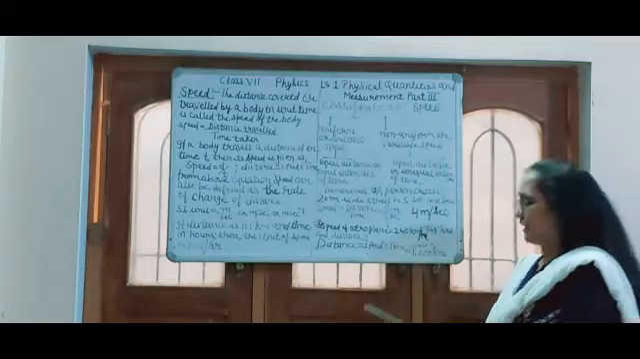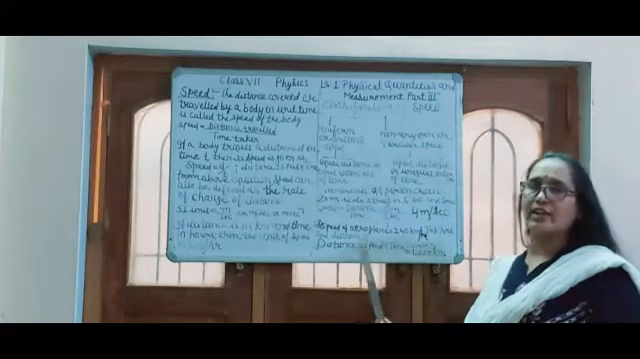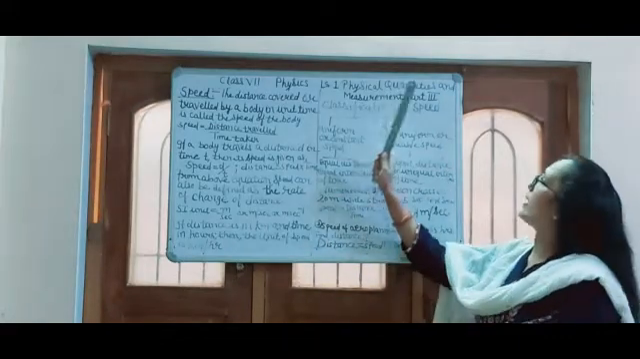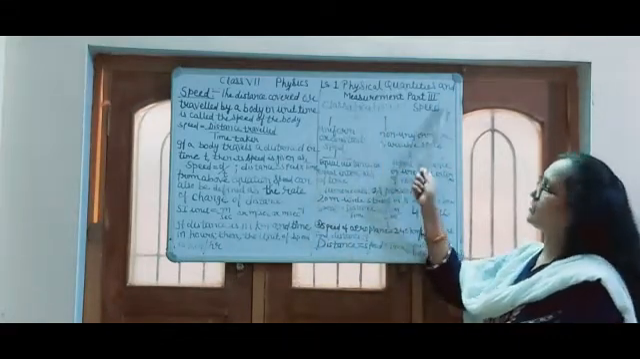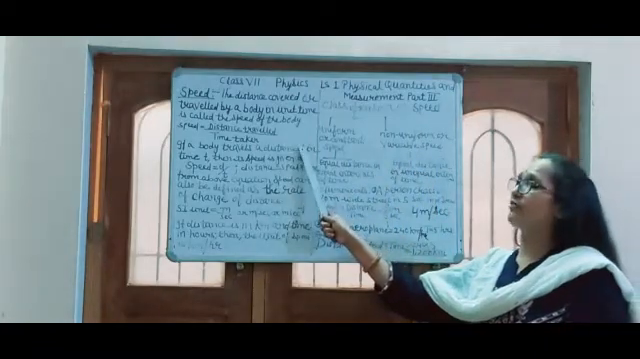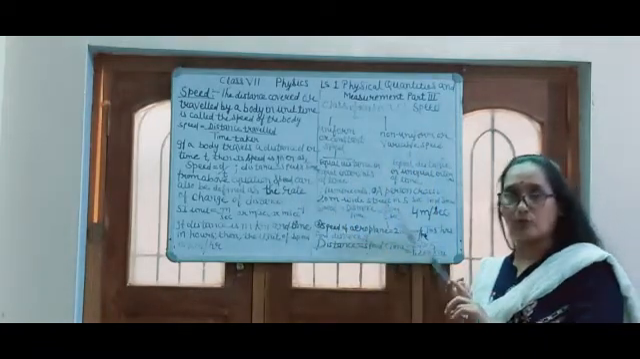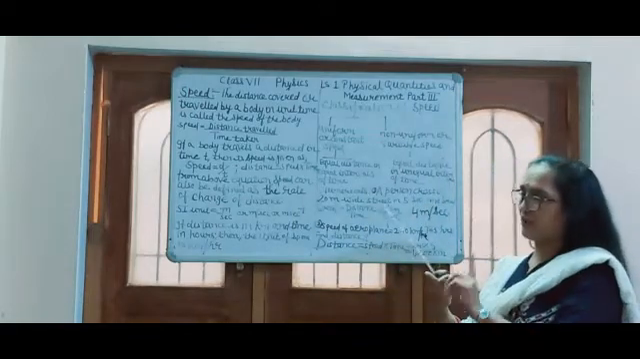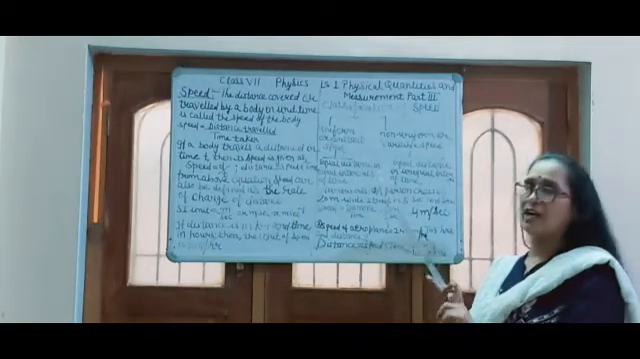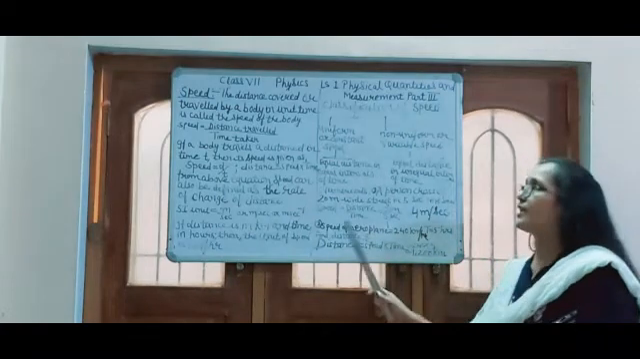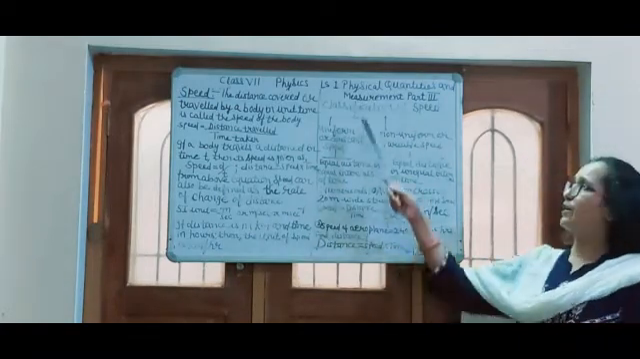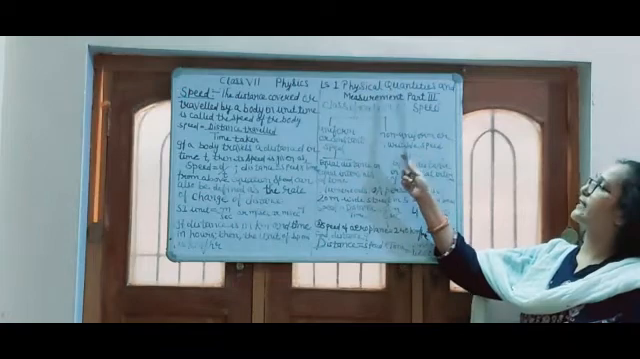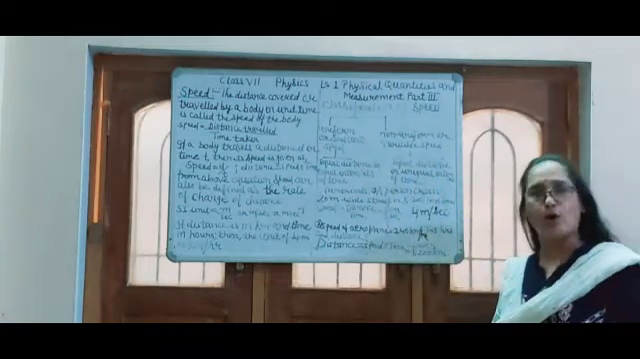So in this way we can solve our numericals. In this way we finish our chapter 1, physical quantities and measurement. So in chapter 1 what have we read? We read about volume, area, density and speed. In this way, today we finished our chapter 1, physical quantities and measurement. That's all. Thank you.